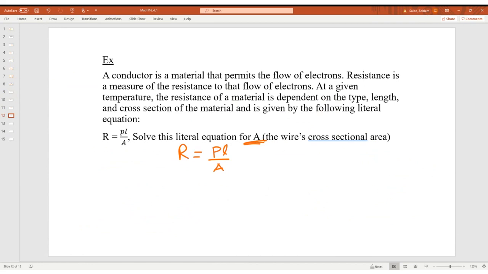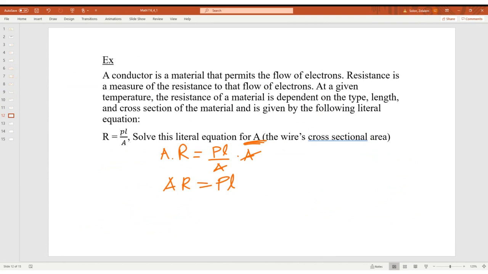Now, before we start solving for A, if you see this equation, there is division. Usually, whenever you see division, undo that division. So first, I have to multiply by A, so that A will be in the numerator. So this A will be cancelled out. So I have AR equals PL.